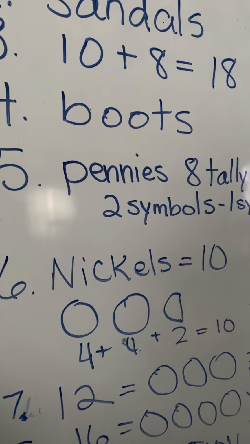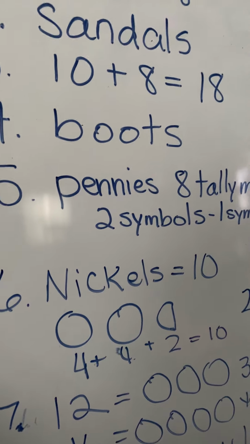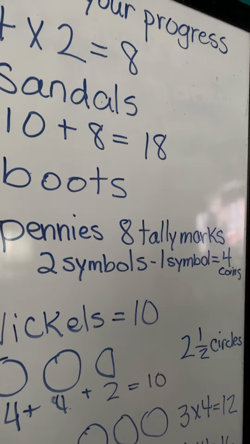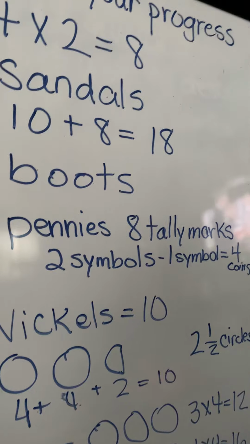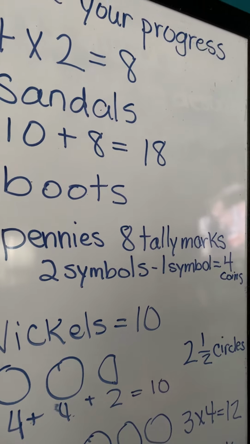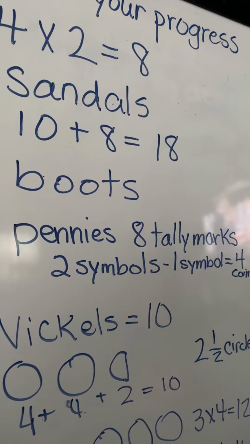So I need to add half a symbol. So in the row for nickels, I would have 2 whole symbols and then a half. So I would have 2.5 circles.